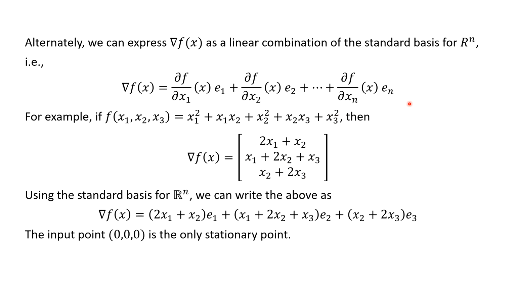Or we could write it in this format here. Just take this one times e1, this times e2, and this times e3. And then the stationary point, and the only stationary point is 0, 0, 0. Okay, that gives you an output of 0, 0, 0. That's the only way of getting it. Some functions have more than one stationary point, but this has just the one.